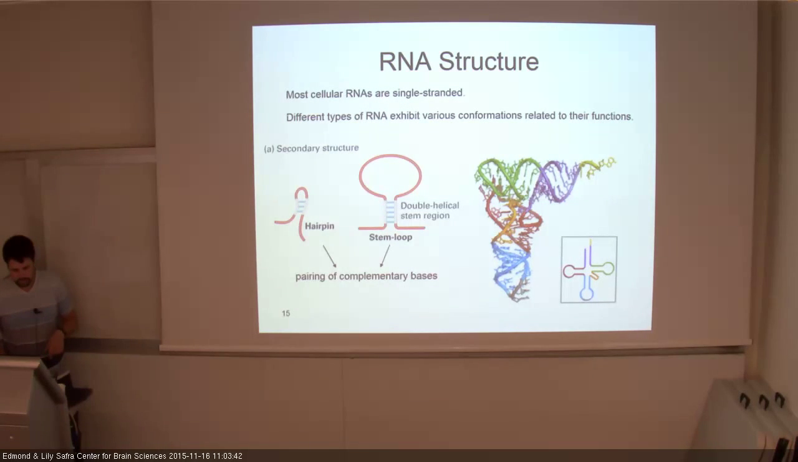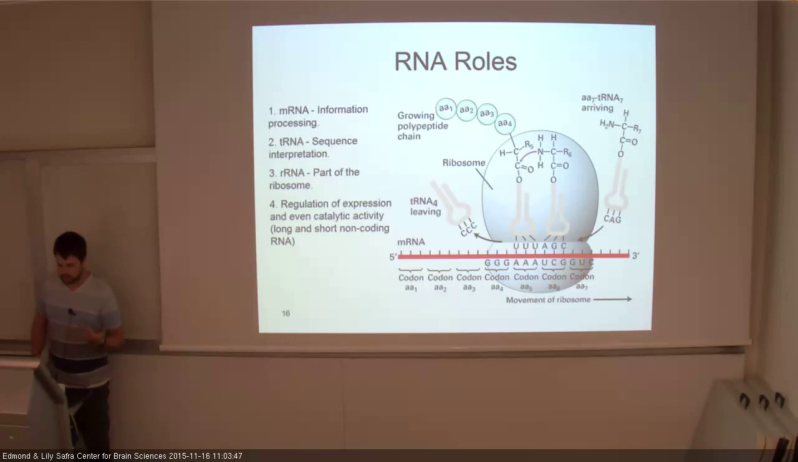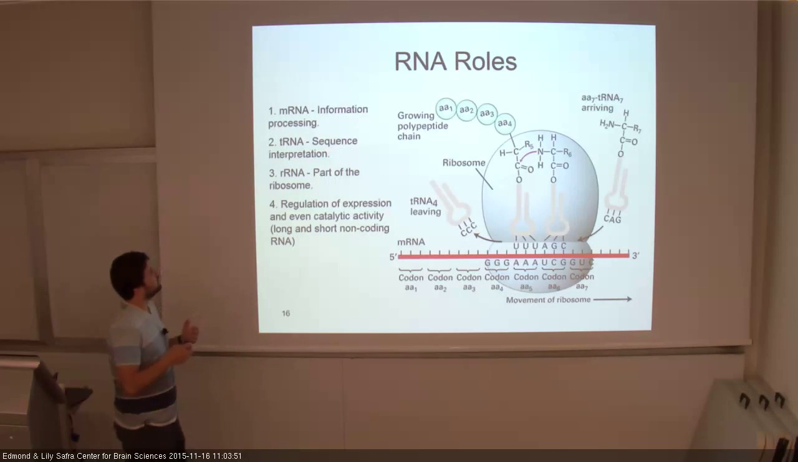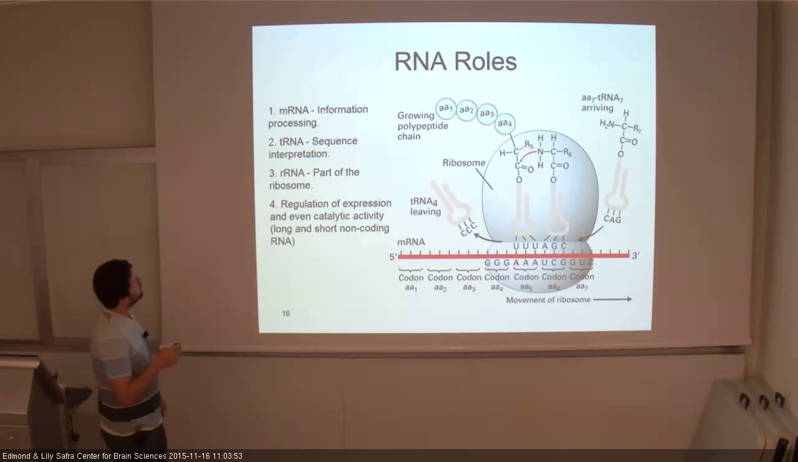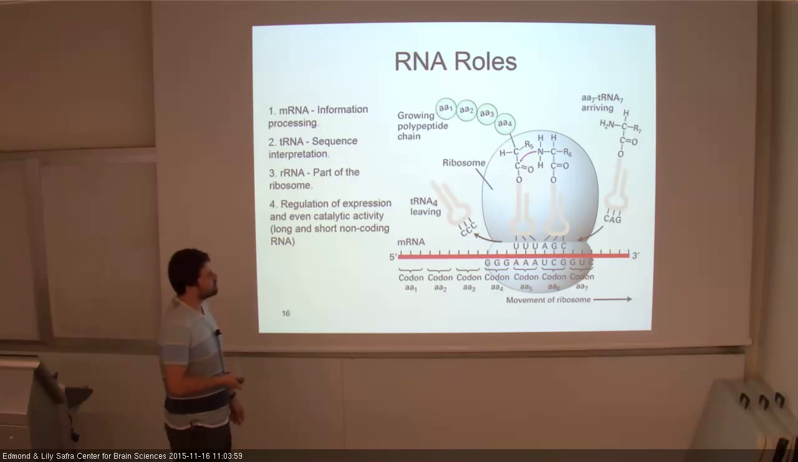So the roles of RNA in general in the cell, we can summarize as follows: mRNA, general messenger RNA, is involved in information processing and transfer. Then you have the tRNA, that is the molecule that does the sequence interpretation.